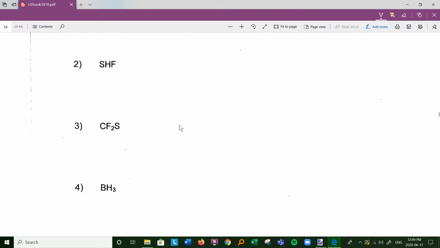CF2S. Let's try that one. Okay, so the fluorines are bonded to the carbon. You memorize that. This is a derivation of formaldehyde, really. So the electron group geometry is trigonal planar. The molecular geometry is trigonal planar. This is a polar molecule because not all the ligands are the same. So this is a polar molecule.